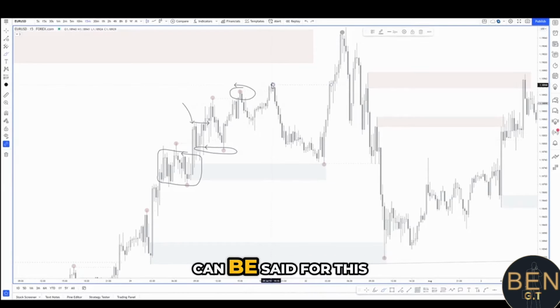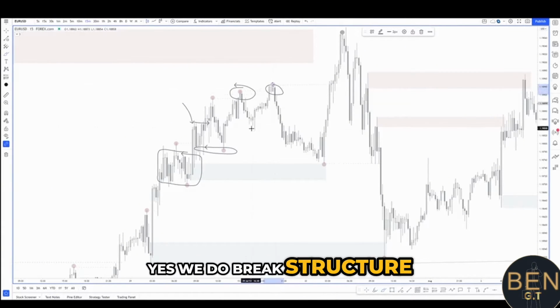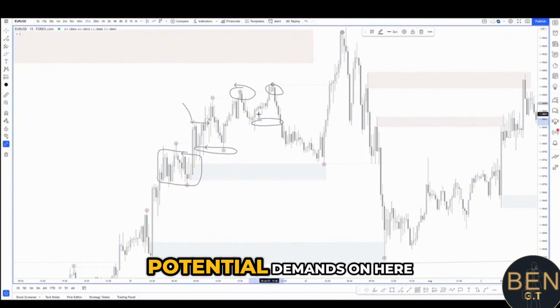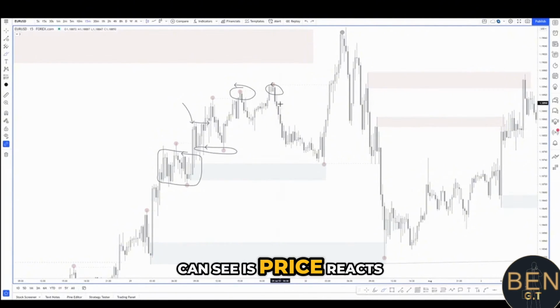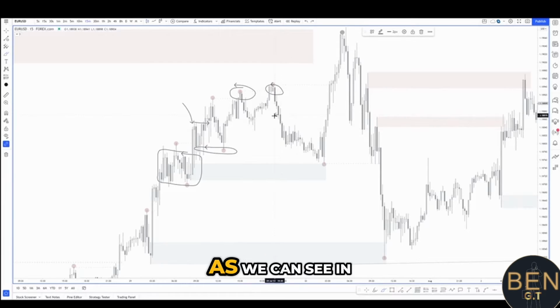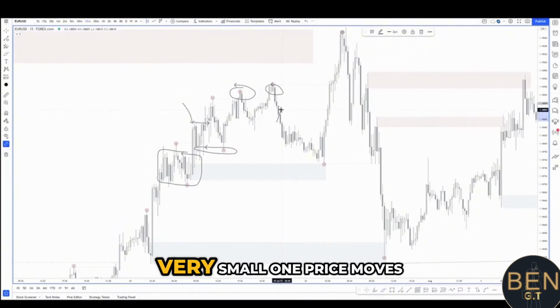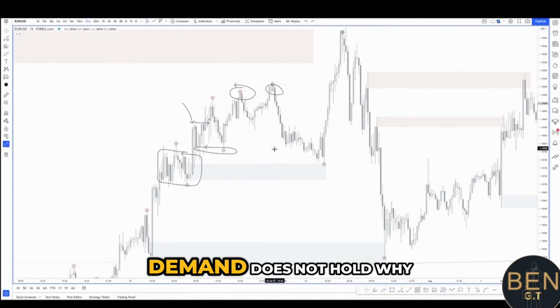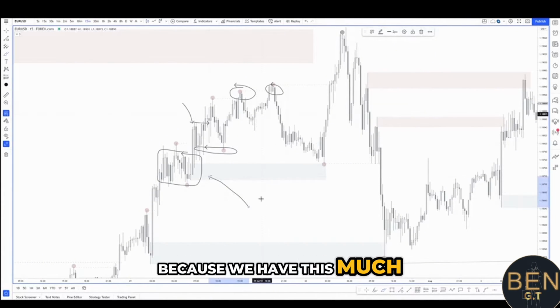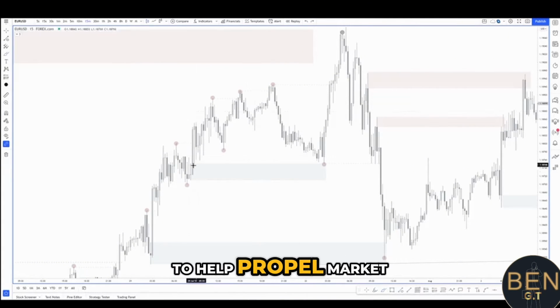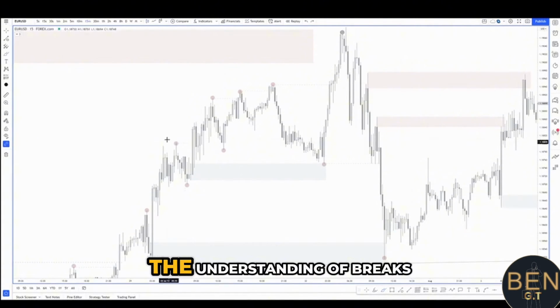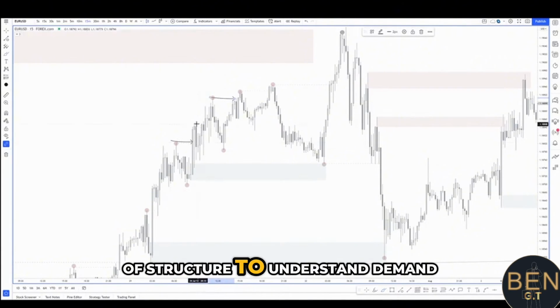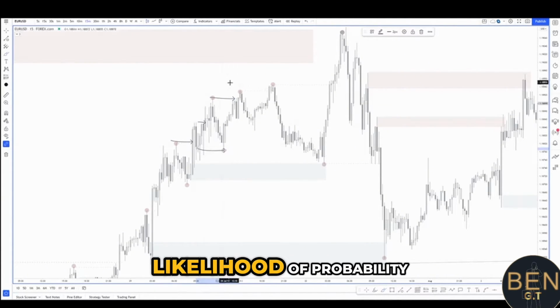And then finally, the same can be said for this area. Yes, we do break structure. Yes, we do have a potential demand zone here, but what we can see is price reacts on a very low time frame, as we can see in this wick right here. If we were to look on the 1 minute time frame, we would be able to see that this is a reaction, a very small one, price moves to the upside and then continues falling down. We test this next demand, it does not hold. Why? Because we have this much larger demand zone to help propel the market. But we're able to use the understanding of breaks of structure to understand a demand zone's likelihood of probability.